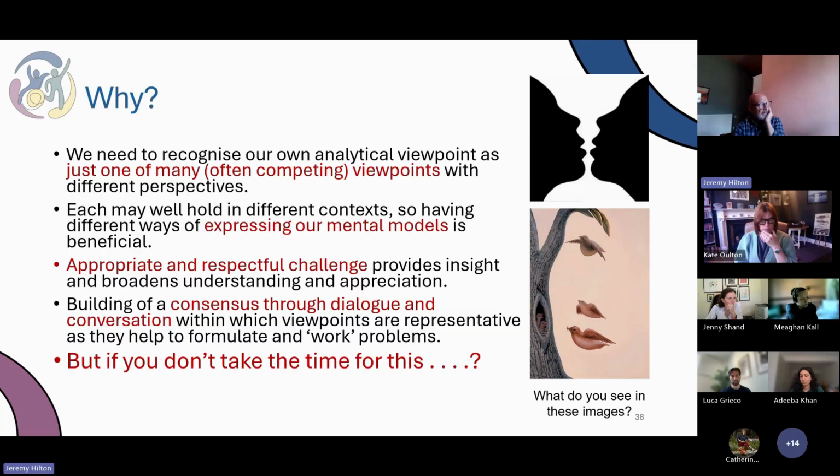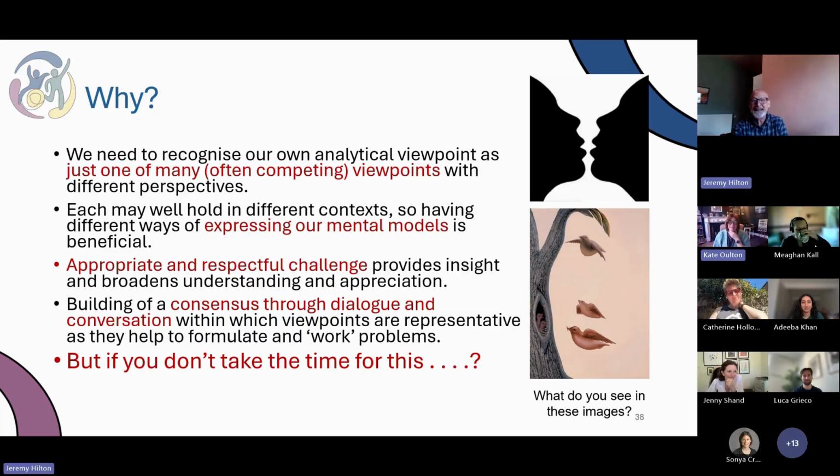But if we don't take time for this, what do you think the impact will be? Any thoughts on what would happen if you don't take time for this? You could get disengagement, conflict, hopefully no fisticuffs. But yes, absolutely, Kate. I think the important one is disengagement. Fine, you don't listen to me if you don't agree with that. I'm not buying into it.